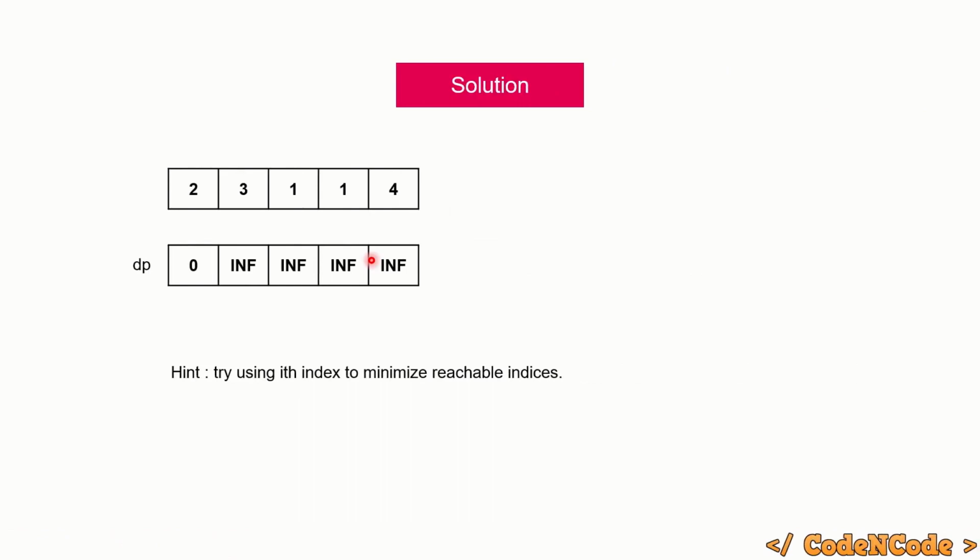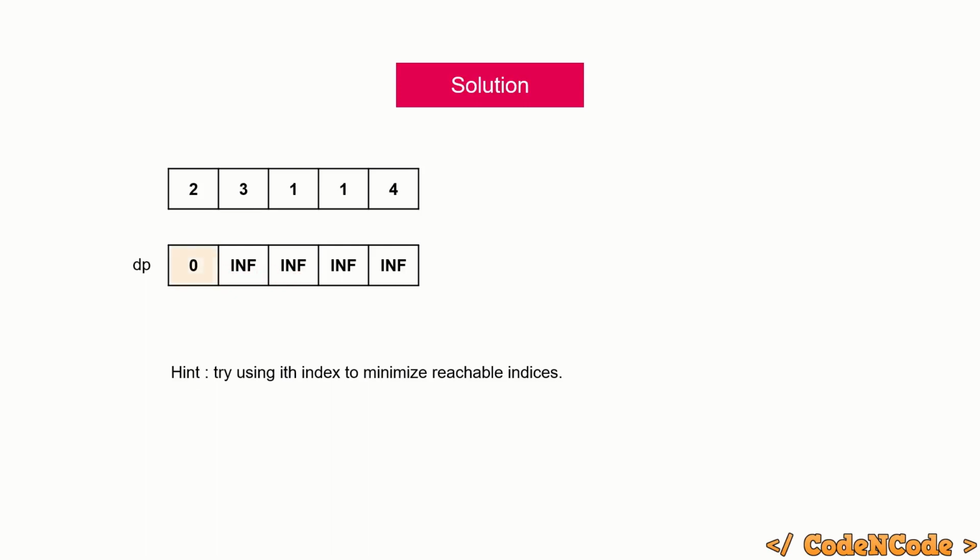See, what we are going to do is we will be trying to use the solution of the ith index to minimize all of the reachable indices. Now, what are reachable indices? Suppose you are at index I, and the value in the input is 2 at that index. So this represents your reach. From here you can make 2 jumps. That means from index I, I plus 2 is your reach. So you will try to minimize those cells.